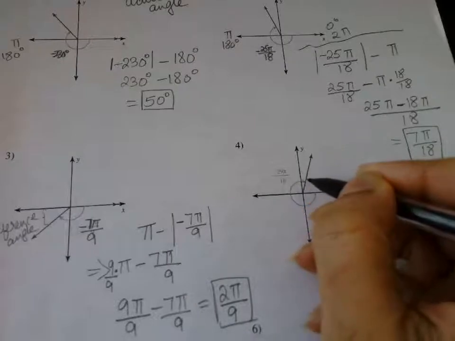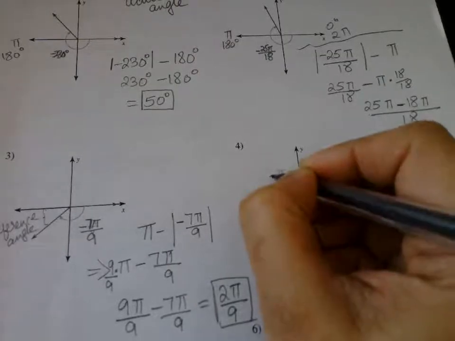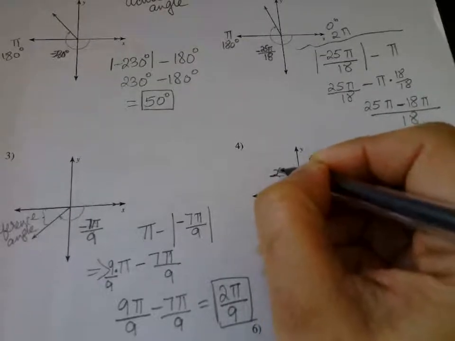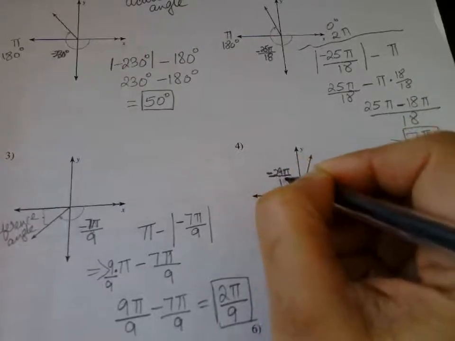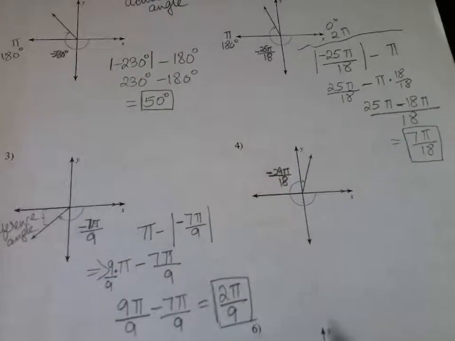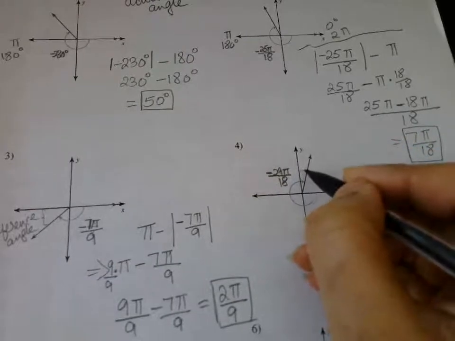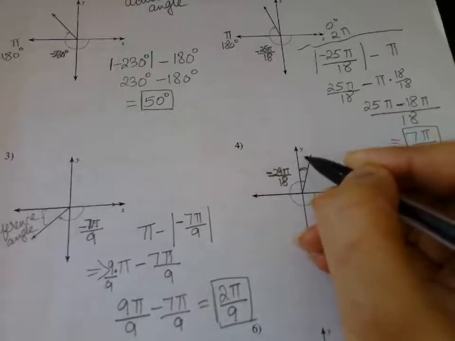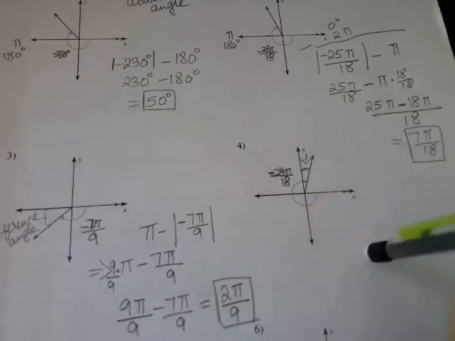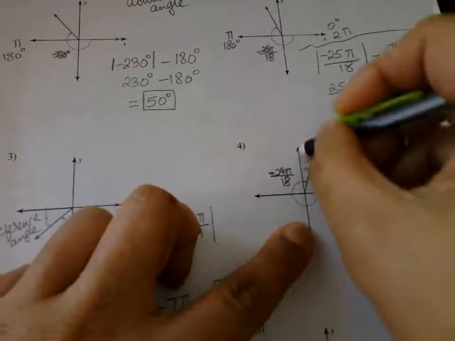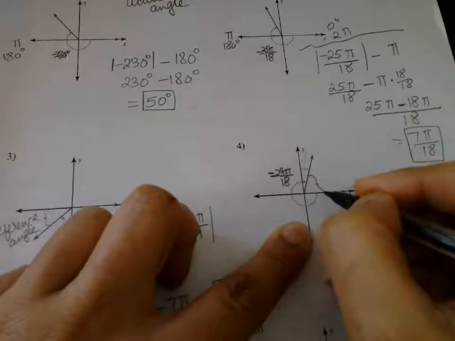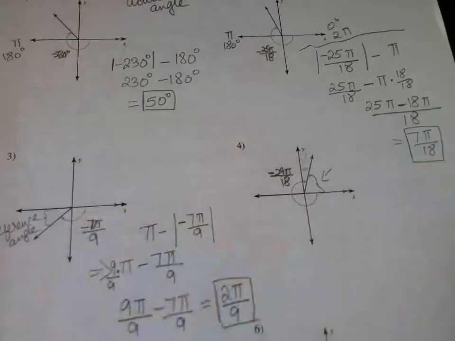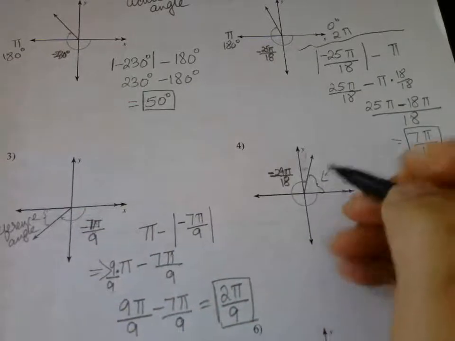Again, it is clockwise and it is negative. It is negative 29 pi over 18. And we need to find out this reference angle. This one. We got, oh, I'm sorry, not this one. Because the reference angle is formed between the terminal angle and the x-axis. This is my reference angle, right? We need to find out this one.